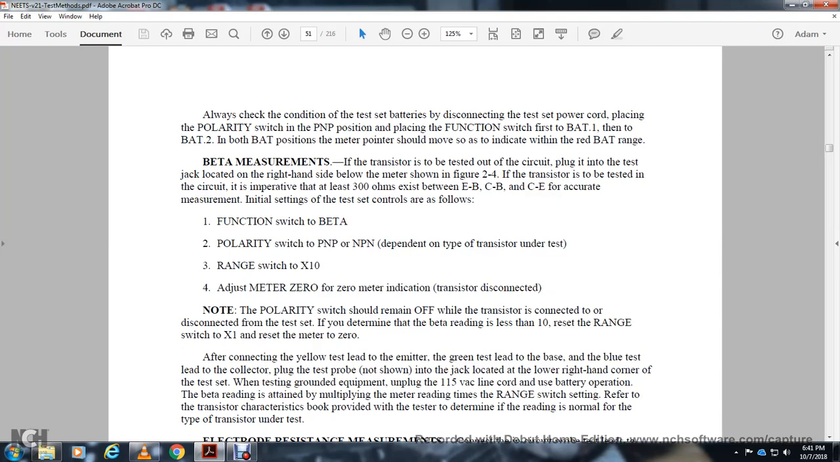After connecting the yellow test lead to the emitter, the green test lead to the base, and the blue test lead to the collector, plug the test cord into the jack located in the lower right hand corner of the test equipment. Plug the equipment into the 115 volt AC line.